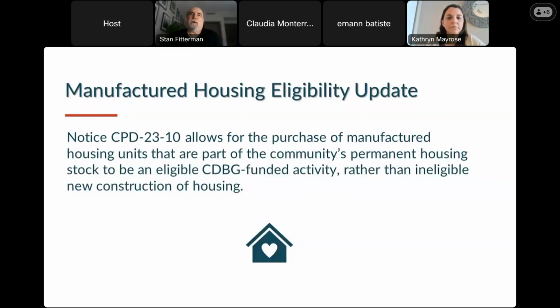Okay, so here's the exciting news: under CPD 23-10, it allows for the purchase of manufactured housing units that are part of the community's permanent housing stock as an eligible CDBG activity, as opposed to it being an ineligible new construction. So under this notice, we now have the ability to buy newly constructed manufactured housing units and use CDBG funds for the acquisition.